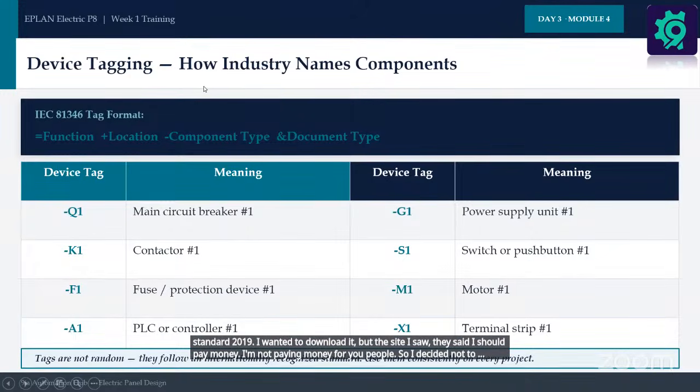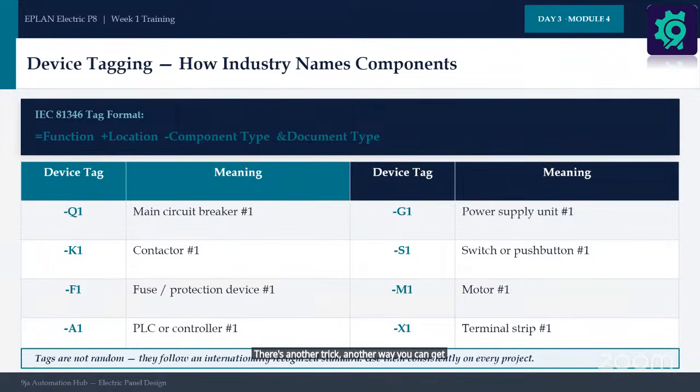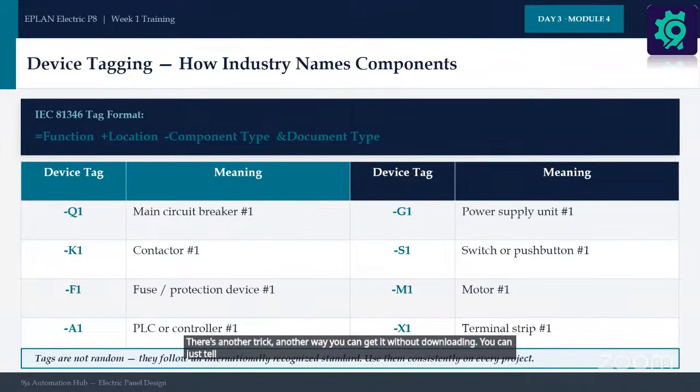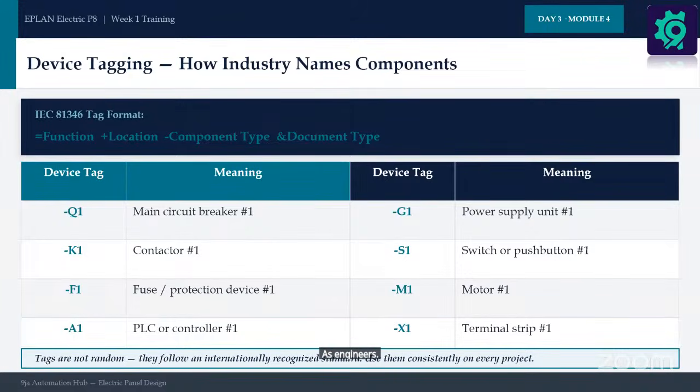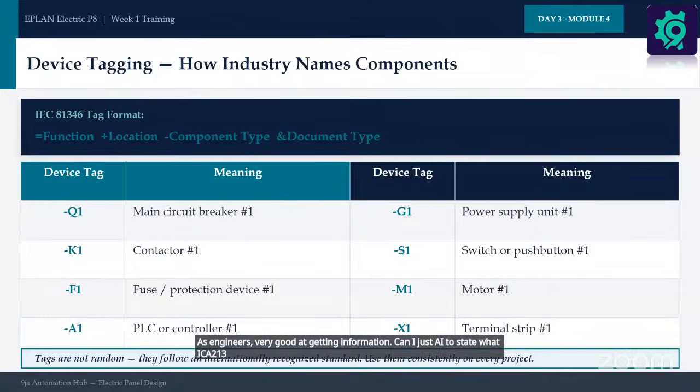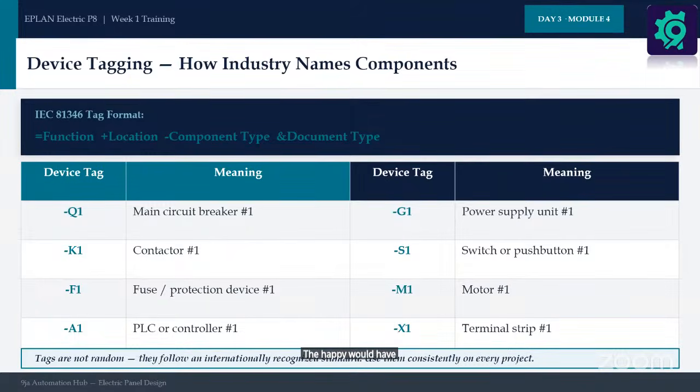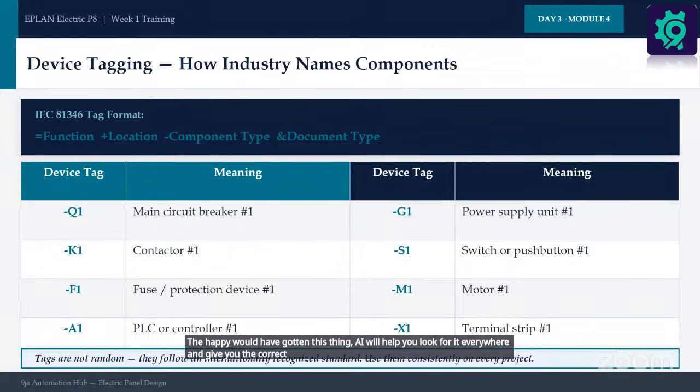But there's another trick, another way you can get it without downloading. As engineers, you should be very good at getting information. You can just tell AI to state what IEC 81346-2, 2019 says about tagging components. There are people that have gotten this. AI will help you look for it everywhere and give you the correct information and tell you, oh, this is it.